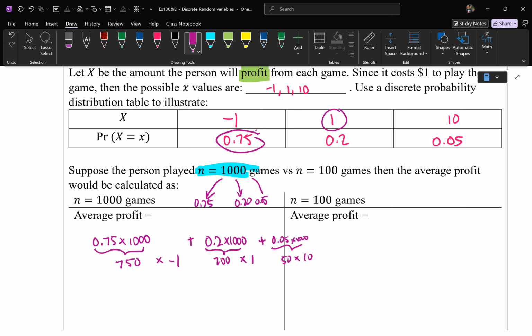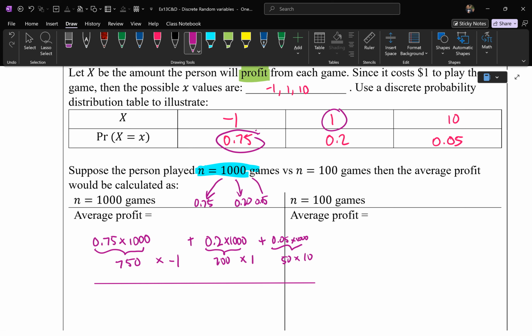So your total profit, which is based on what you sum to, divided by the number of games you have. Now, how many games or how many numbers would you have had if you added 750 negative ones plus 200 of those $1 plus 50 of those tens? There's a total of 1,000 games, right? So it's all out of 1,000.